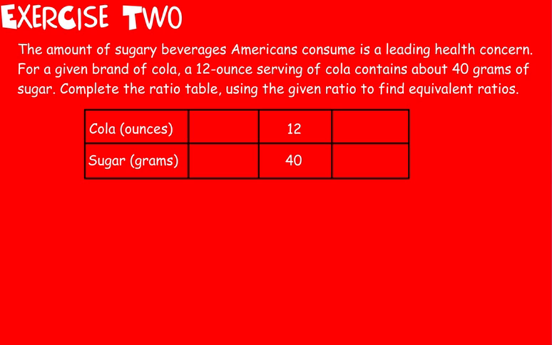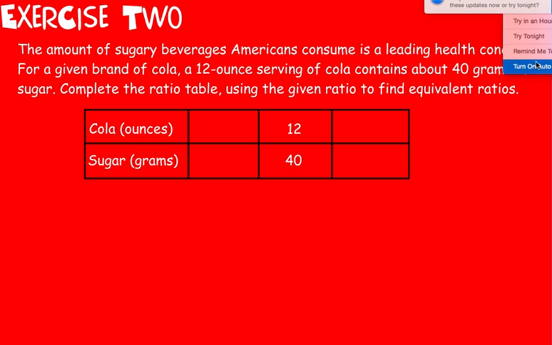Alright, so we're going to skip to exercise 2, and exercise 2 is about the sugary drinks. So, in this problem, the amount of sugary beverages Americans consume is a leading health concern. For a given brand of cola, a 12-ounce serving of cola contains about 40 grams of sugar. Complete the ratio table using the given ratio to find equivalent ratios.